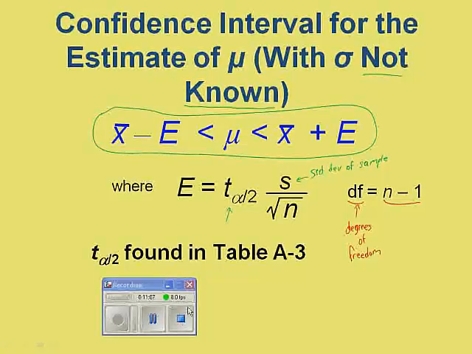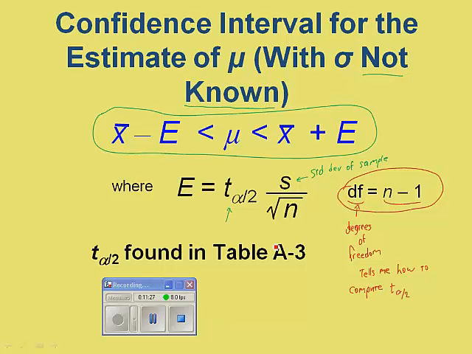So is it separate? Is what separate? The degrees of freedom? Yeah, this is just, this tells me how to compute T alpha over 2. Right? Because I said we're going to use this table. You need to know the degrees of freedom if you want to use the table. That's kind of how it works. When we do the example, I think you'll see.